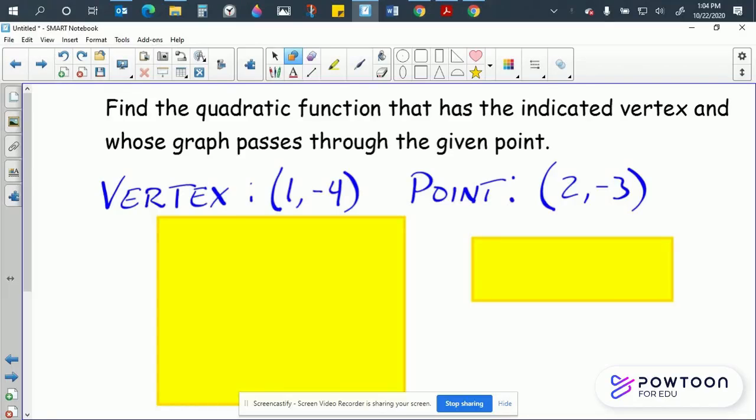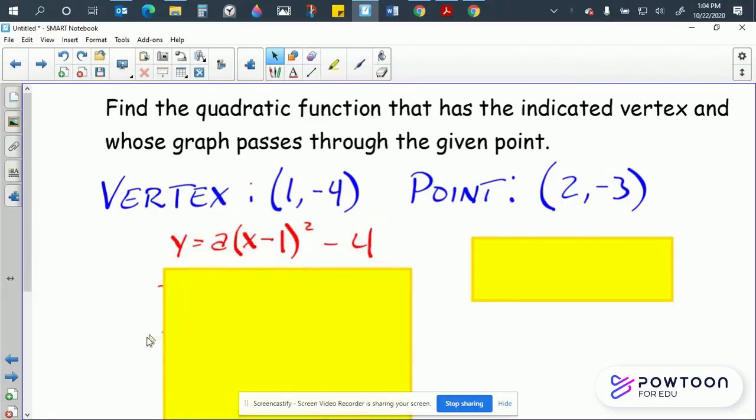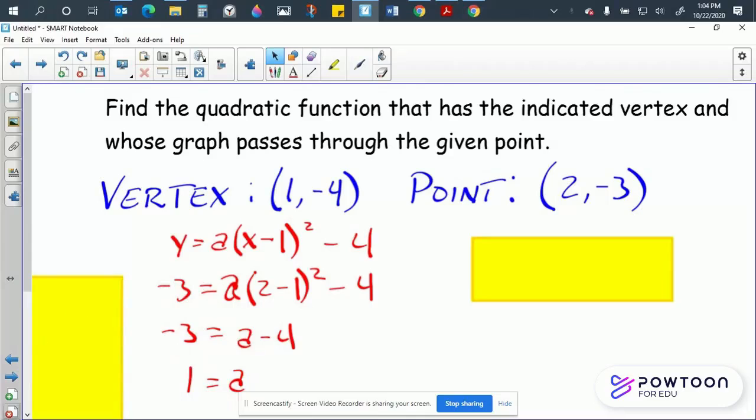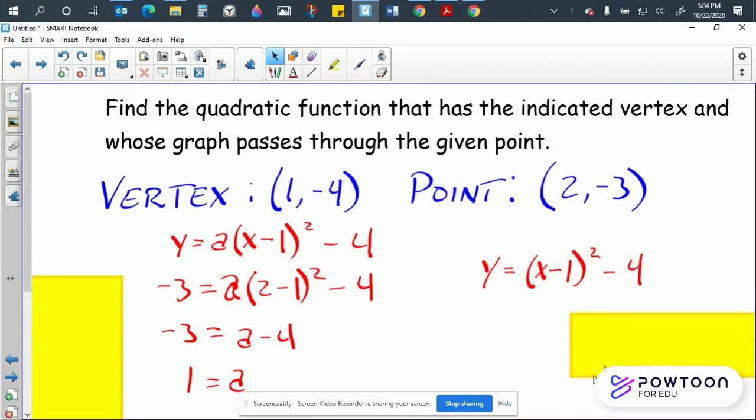Okay, find the quadratic function with the vertex (1, -4) and the point (2, -3). You can plug the vertex in for a standard quadratic, then plug the second point in for x and y, and we find that a is equal to 1, which gives us that quadratic equation.